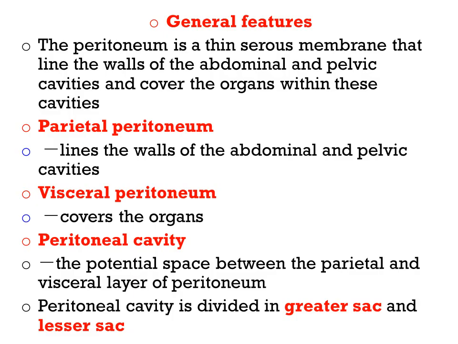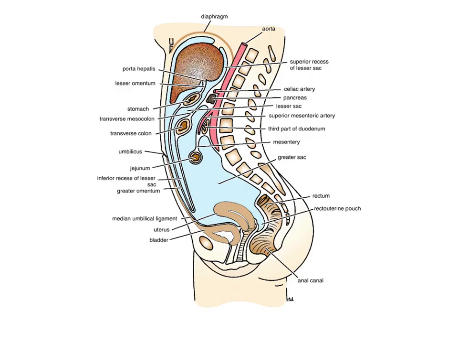The peritoneal cavity is divided into a greater sac and lesser sac. Here, this is the lateral view of the abdomen. You can see the greater sac in front, and the lesser sac behind the stomach. You can see the stomach, transverse colon, jejunum, and the third part of the duodenum. There is the pancreas and liver. Also appearing in this view of the female are the uterus, rectouterine pouch, urinary bladder, and anal canal.